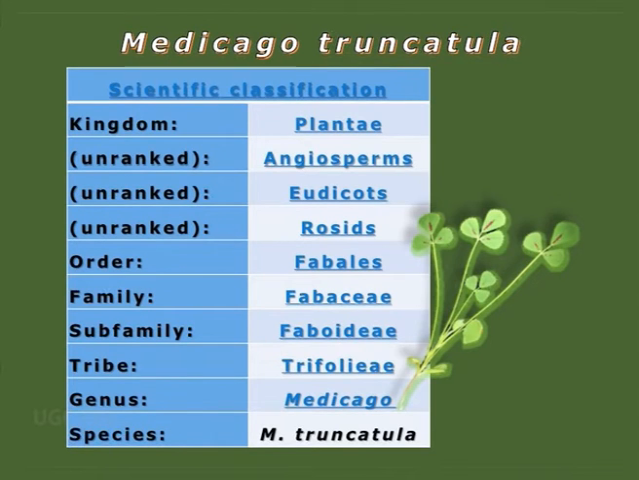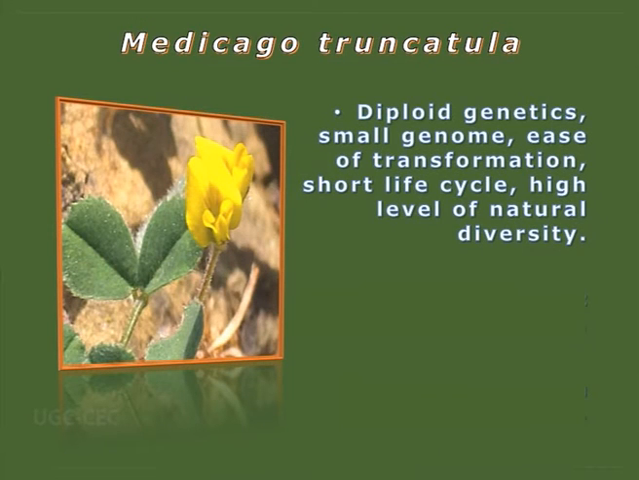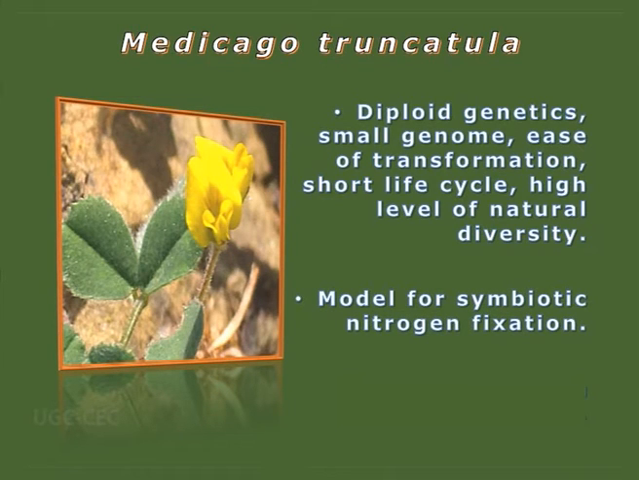Next member is Medicago truncatula. It belongs to the order Fabales, family Fabaceae and genus Medicago and species Medicago truncatula. It has diploid genetics, small size, easier methods of transformation, short life cycle and a high level of natural diversity, which makes it a suited model plant. It is also a suitable member to understand symbiotic nitrogen fixation. It is the most important member to study legume biology.